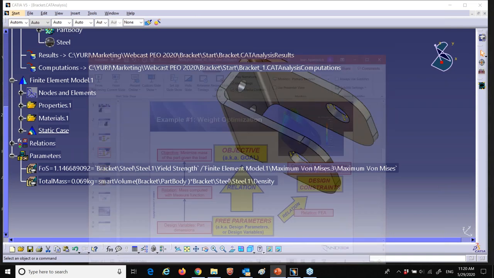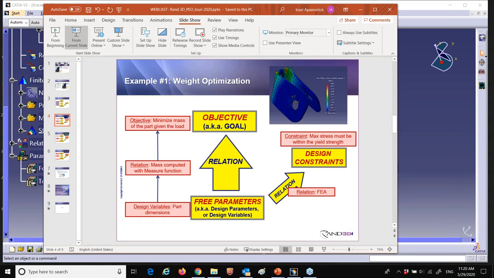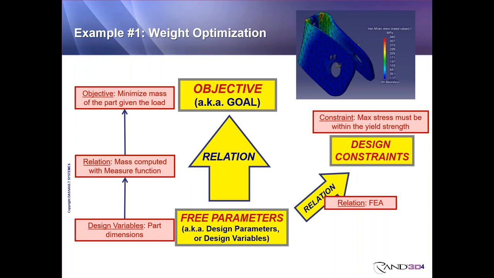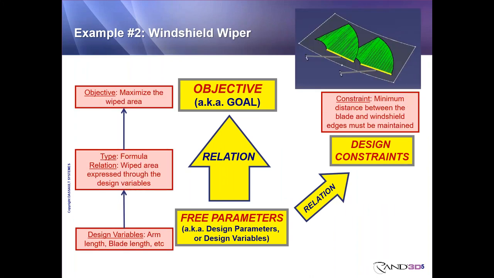That's an example where you use finite element simulation as a function or relationship between parameters and measures. The second example I'm going to do is to set up an optimization problem to improve the design of a windshield wiper. The objective in this case is to maximize the wiped area. Design variables are all kinds of dimensions: arm length, blade length, etc. The relation between the two would be a formula, the wiped area expressed through the design variables. When optimizing this design, I want to make sure that the minimum distance between the blade and the windshield edges is maintained, and that becomes the design constraint.